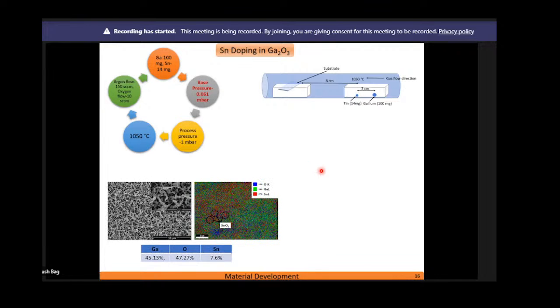But when we tried to dope this gallium oxide with tin, initially we ended up getting Sn alloyed gallium oxide. So doping, again remember, is not alloying.